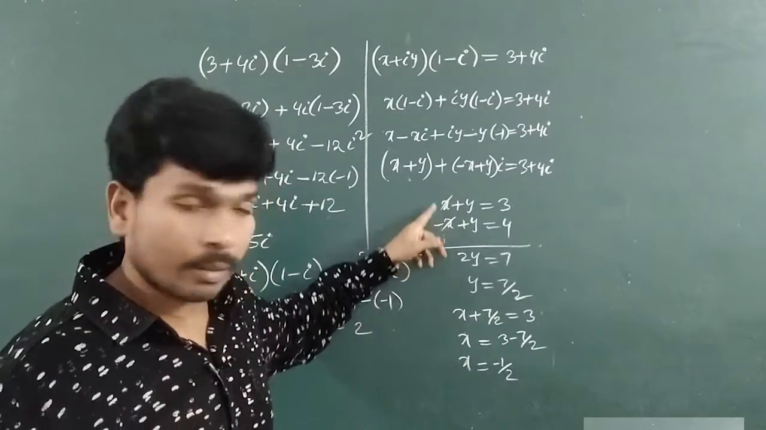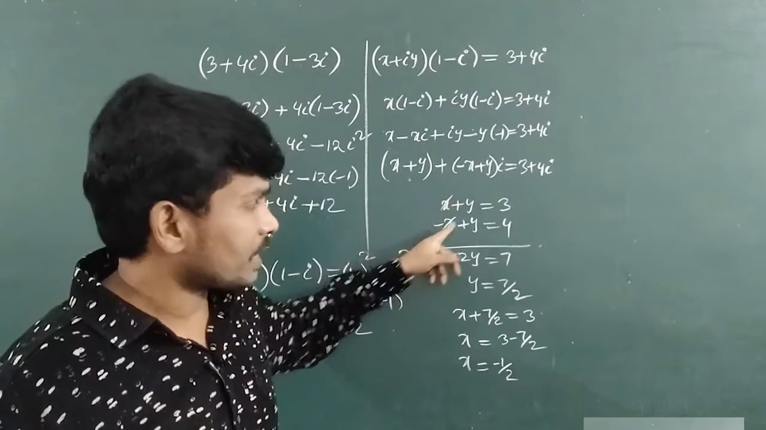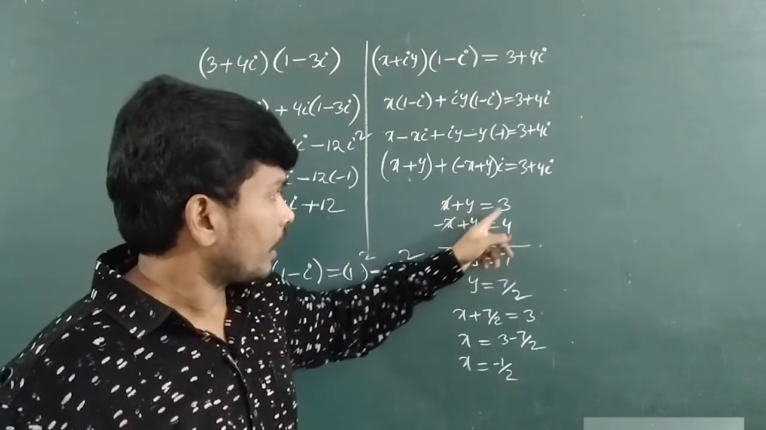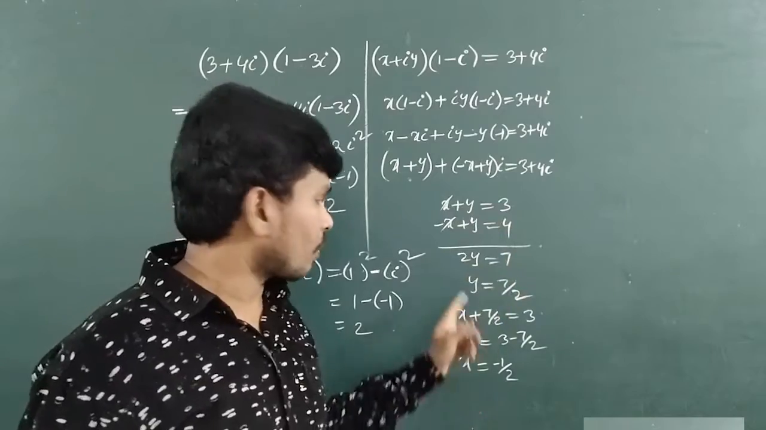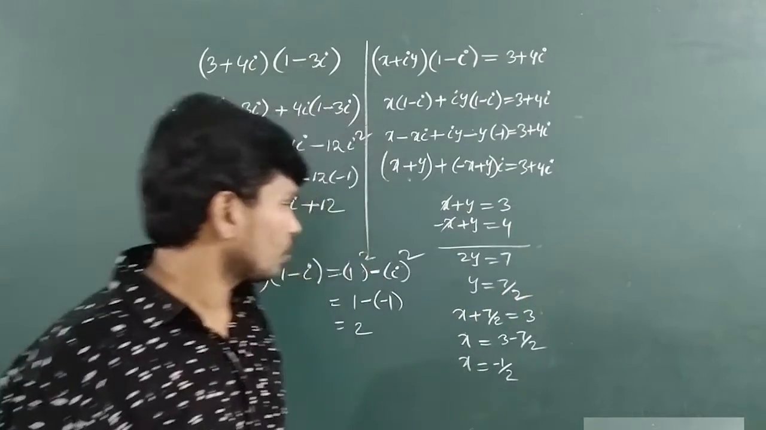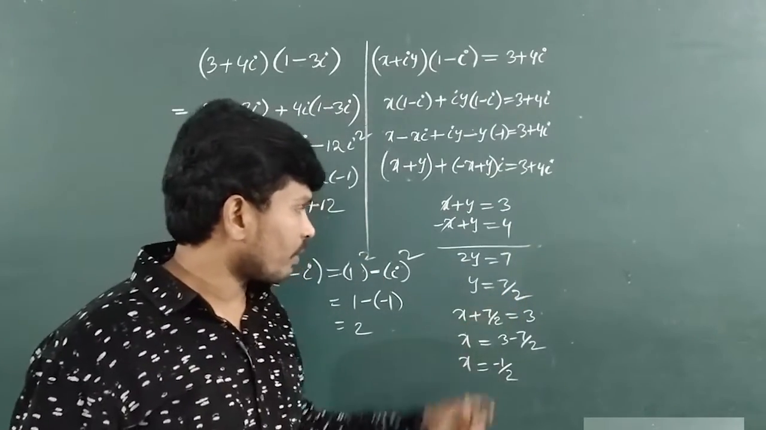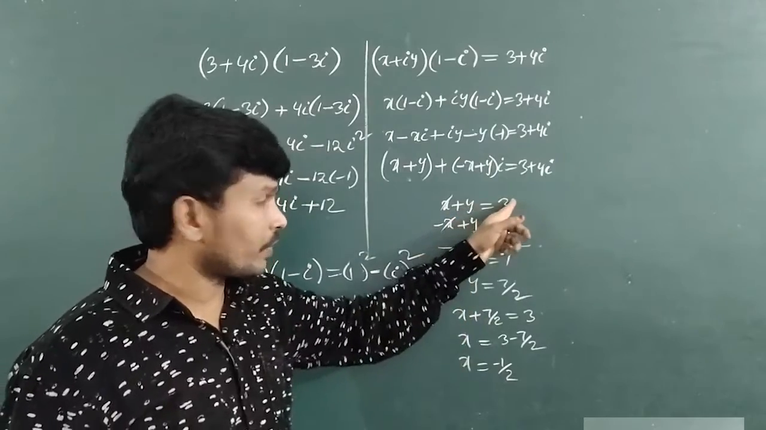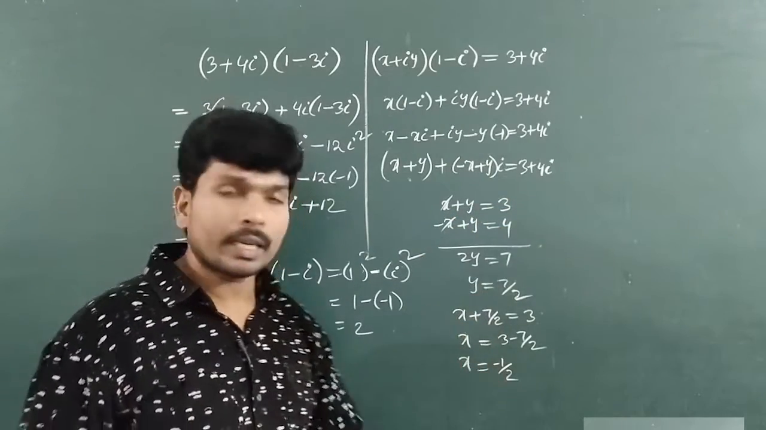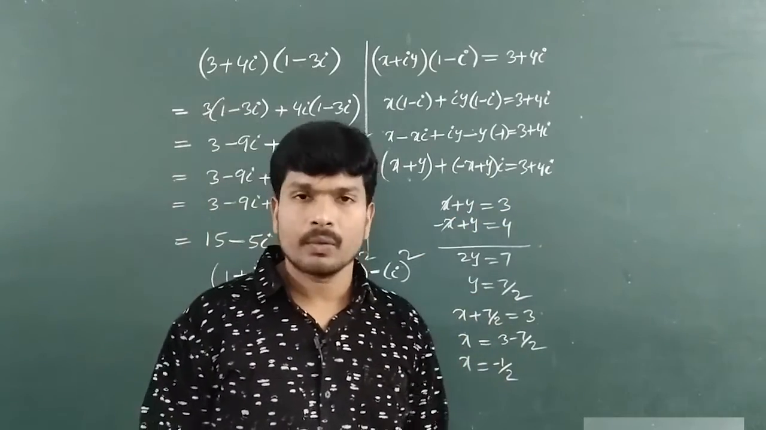We added these two. So x gets cancelled, y plus y, 2y is equal to 3 plus 4, 7. So what is the y value? 7/2. So y value is 7/2. Then substitute y in equation 1. So you will get x value minus 1/2.